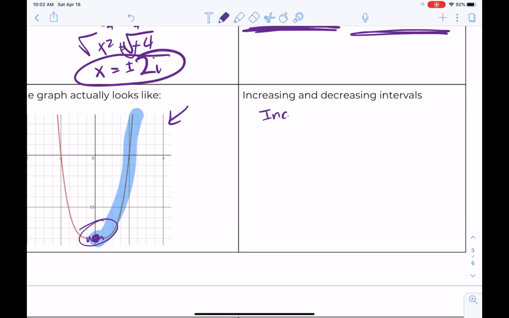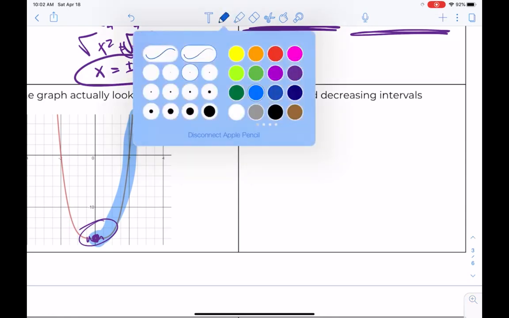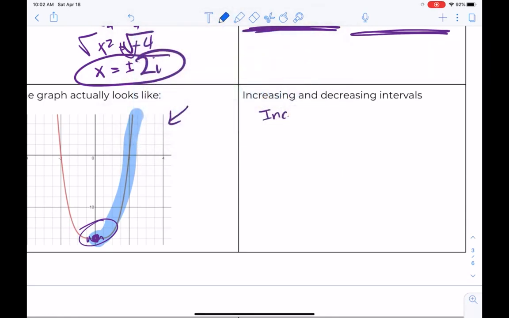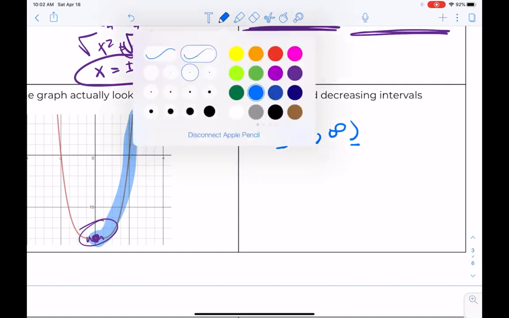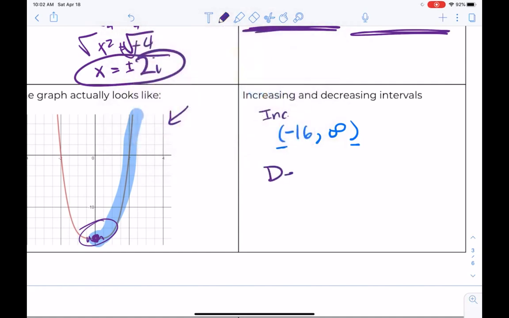So the increasing portion is going to be from that negative 16, so from negative 16 all the way to infinity. Now at negative 16, it's not actually increasing or decreasing, it's just sitting still. There is no change. That has a slope of 0 right there. So it's not including the negative 16. And of course, infinity is not an actual location, so it doesn't include infinity either. It just approaches infinity.